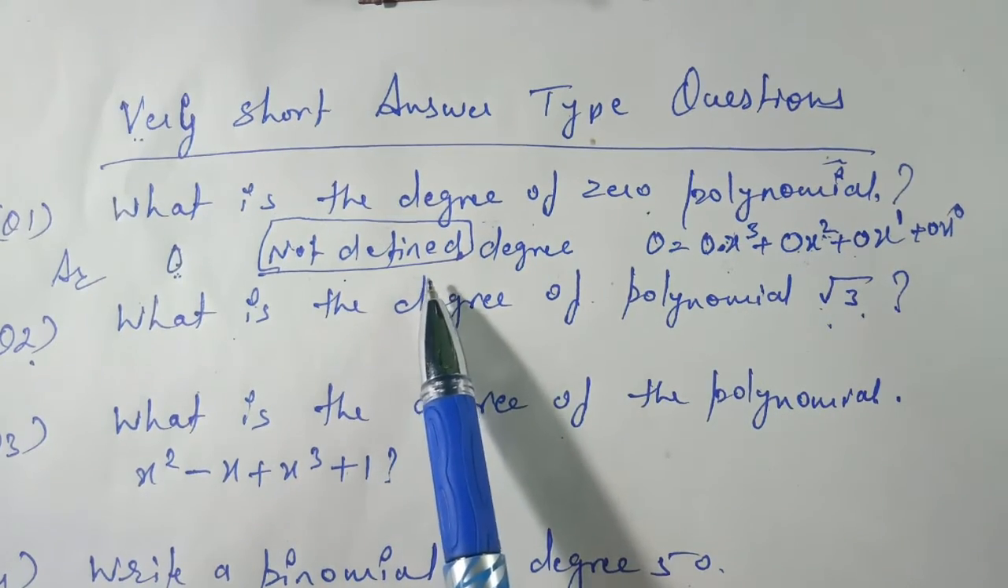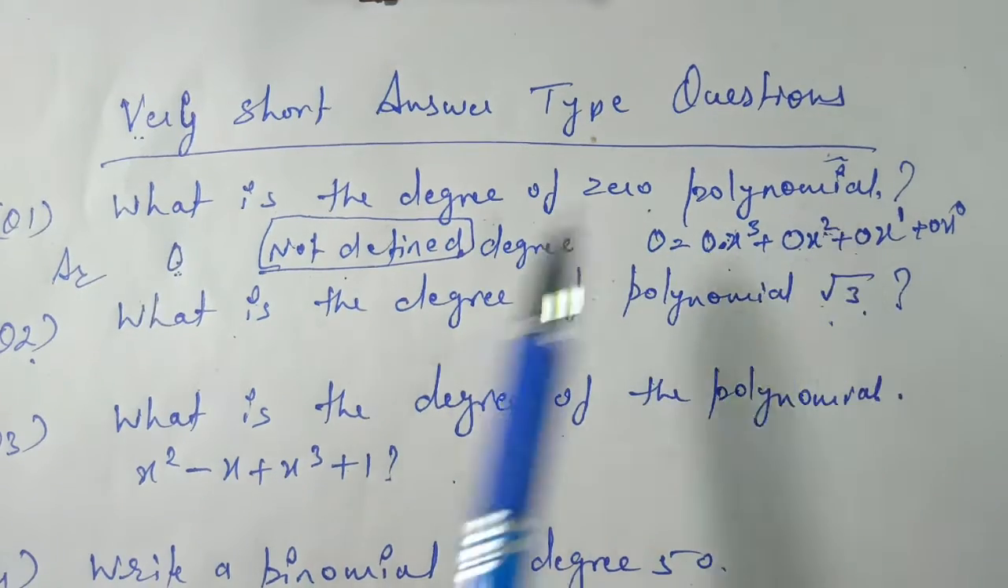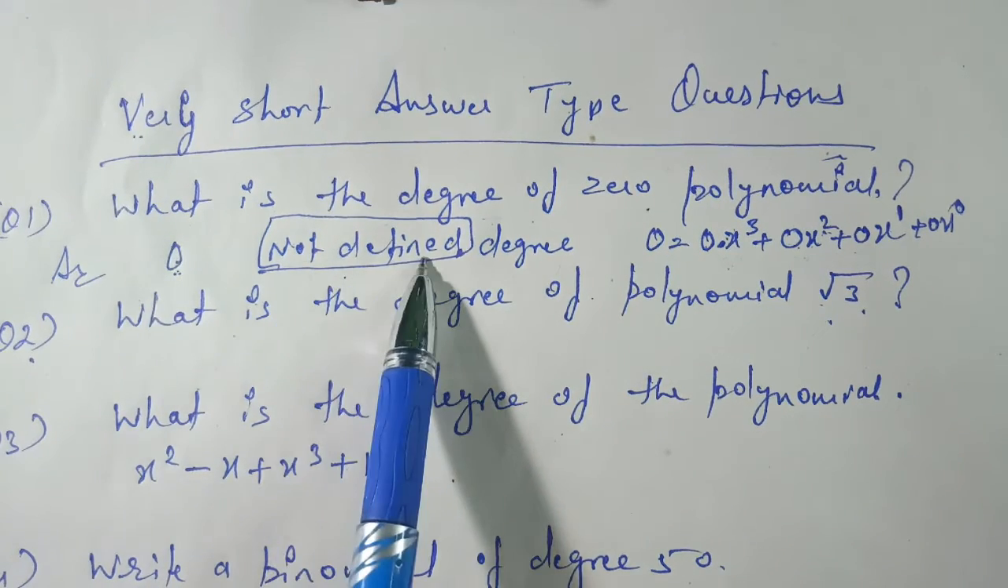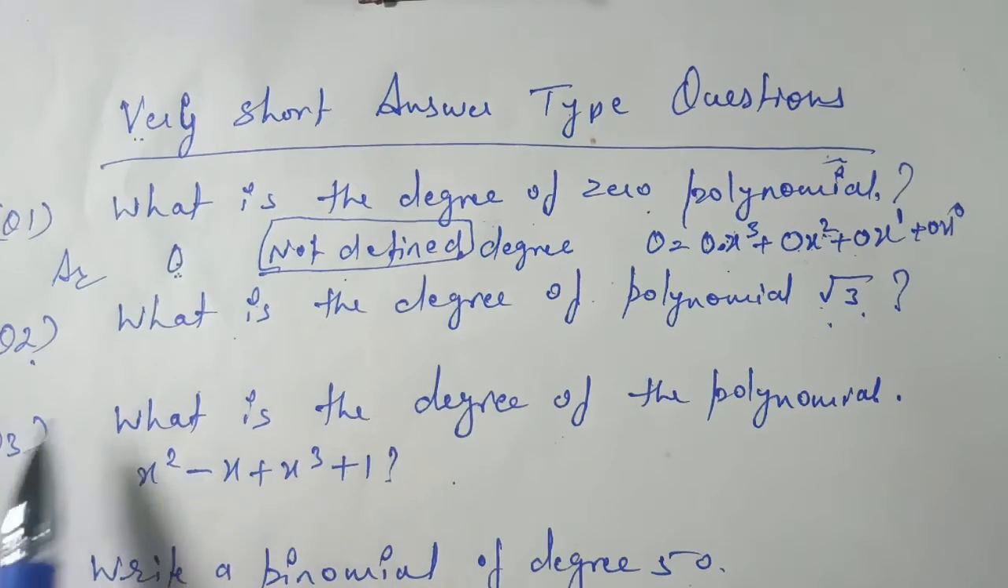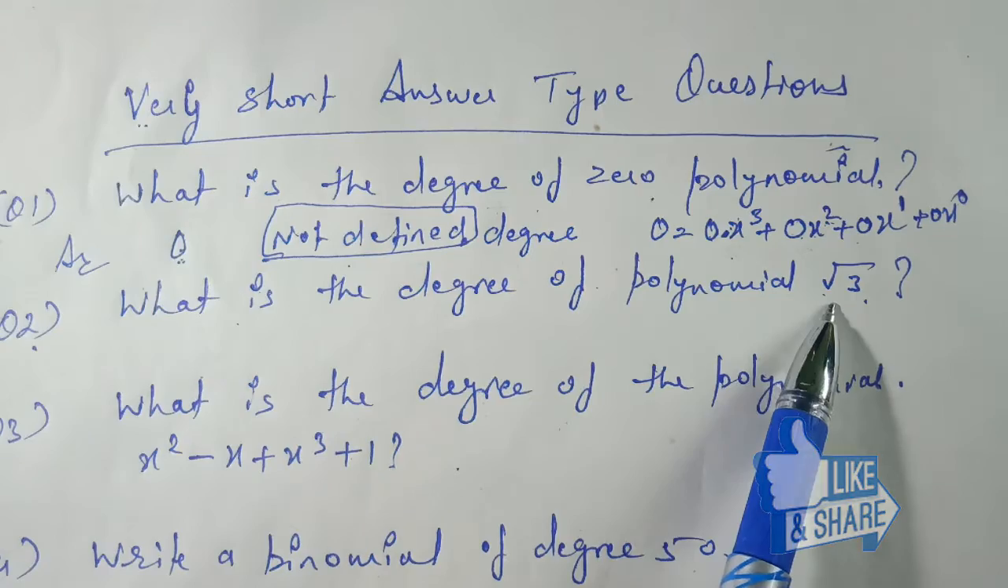We cannot define it. So whenever you have to write the degree of the zero polynomial, we write it as not defined. Come to the second question: what is the degree of the polynomial root 3?